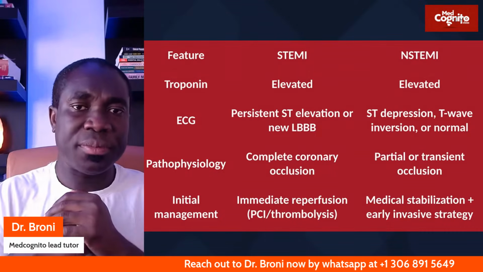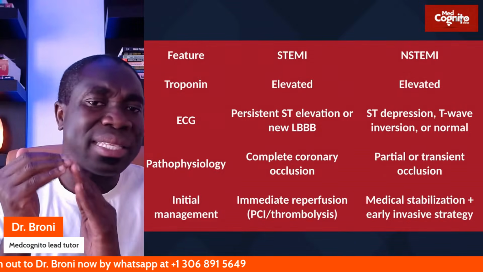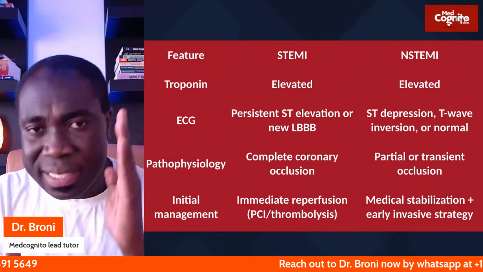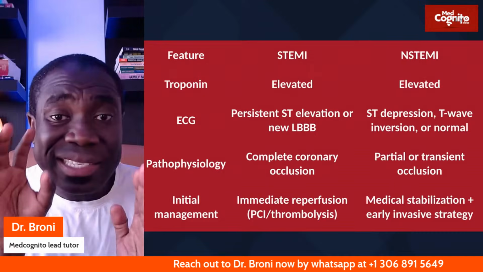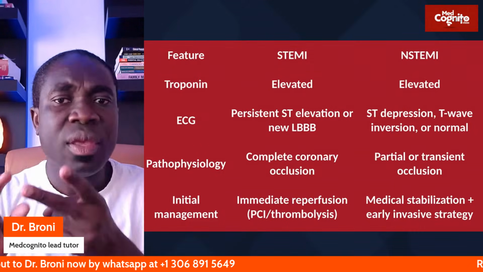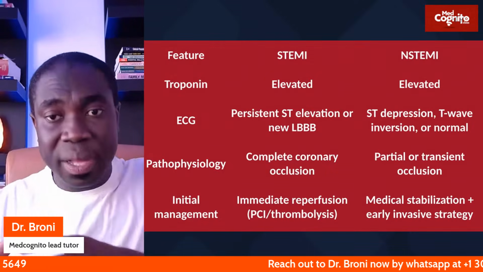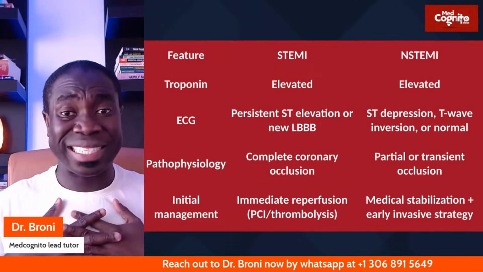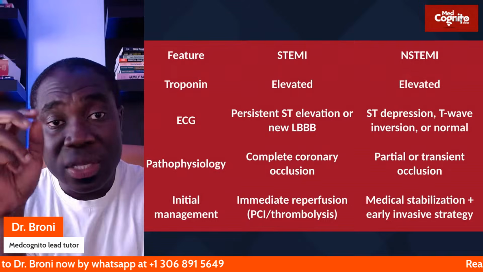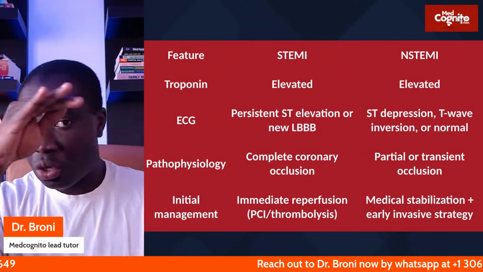Number two, ECG. There's a persistent ECG change which shows ST segment elevation or a new left bundle branch block in STEMI. Meanwhile, in NSTEMI, the ECG change is ST depression, T wave inversion, or the ECG may be normal. In fact, I've seen normal ECGs in a patient who has had a heart attack in my practice in the emergency room. So let's look at the difference. Troponin is elevated in both of them. Meanwhile, in unstable angina, troponin is normal.